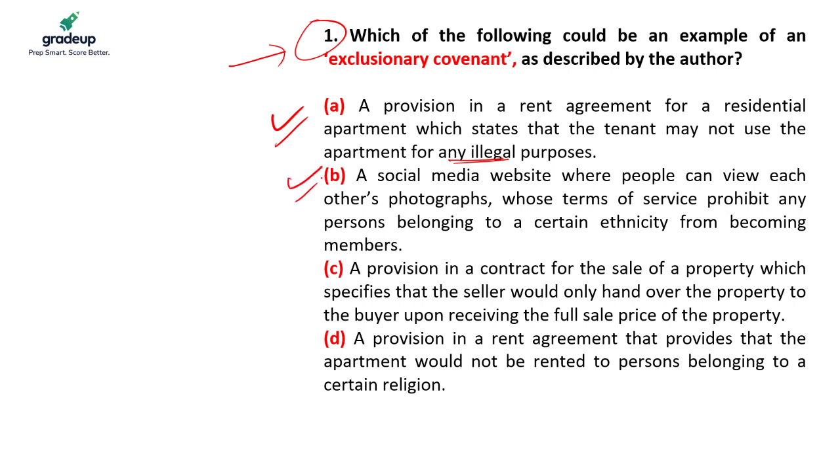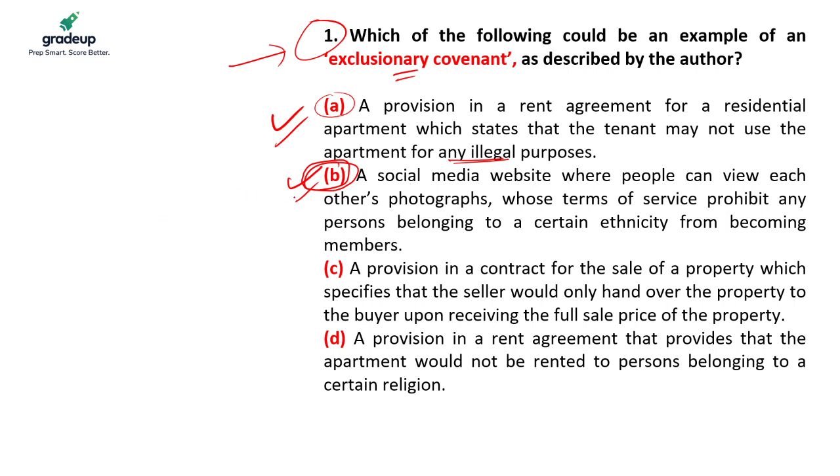Now to the second one. It is true for everybody. Then, a social media website where people can view each other's photographs, whose terms of service prohibit persons belonging to a certain ethnicity from becoming members. Well, this again does not relate to immovable properties. Exclusionary covenant has been specifically given in terms of immovable properties, not about things that cannot be touched, intangible kinds of properties. So it doesn't talk about that.